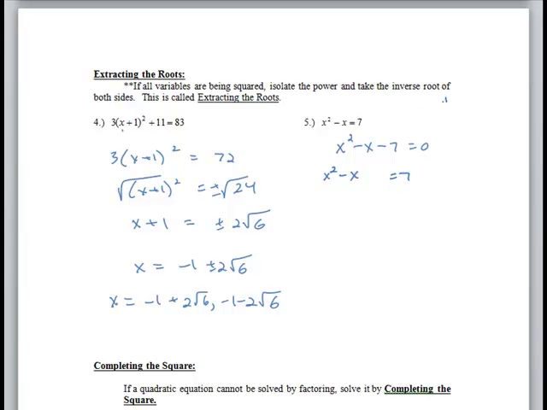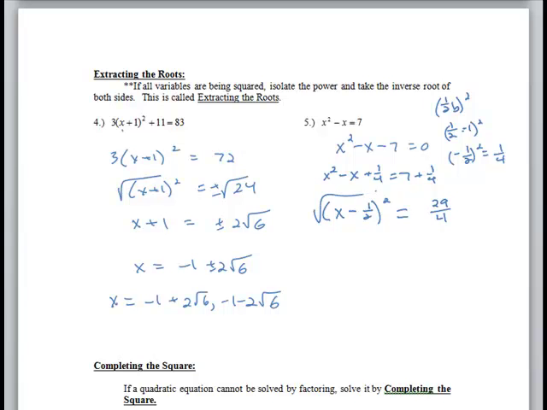Off to the other side of our paper, compute 1/2 b squared. Well, b in this case is a negative 1. So 1/2 times negative 1, negative 1/2 squared gives us a positive 1/4. So add 1/4 to both sides of the equation. The left hand side then was going to factor into x minus 1/2, the 1/2 b before we squared it. The right hand side, 7 plus 1/4, come up with a common denominator, combine like terms, 29 over 4.